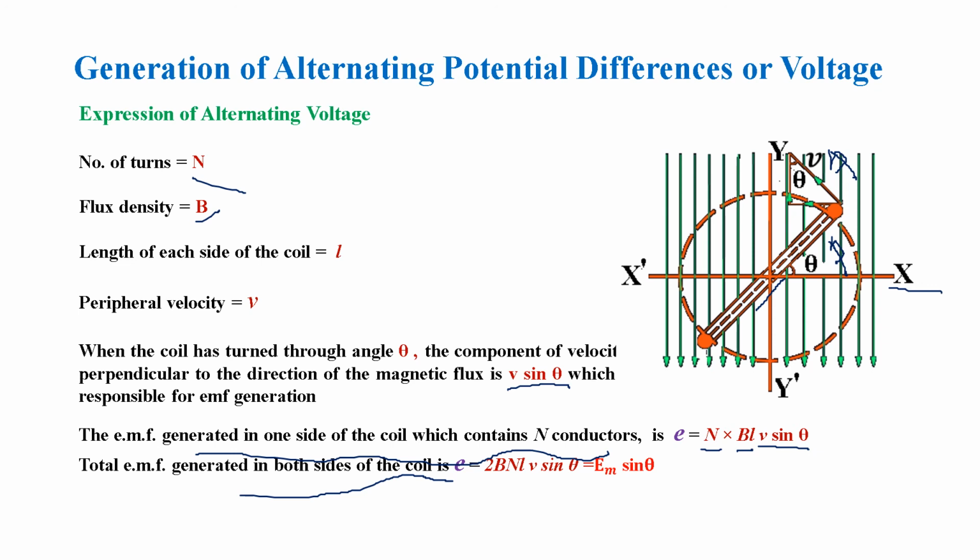Similarly, the total EMF generated in both sides of the coil consists of two conductor sides. So the number of conductors is 2n, and the total EMF generated in both sides of the coil is 2n BLV sin theta. The 2nBLV represents the maximum value of the EMF, when theta equals 90 degrees. So that is the maximum value of the induced EMF.